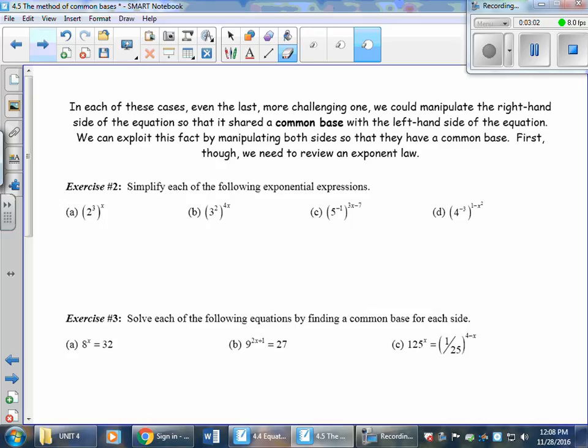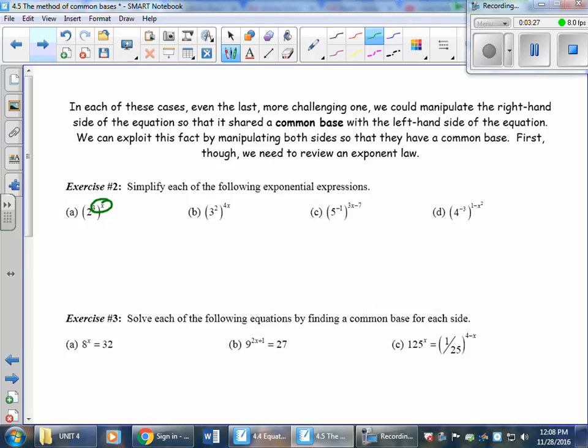So in each of these cases, even the last more challenging one, we could manipulate the right-hand side of the equation so that it shared the same common base with the left-hand side of the equation. We can exploit this fact by manipulating both sides so that they have a common base. First, though, we need to review the laws of exponents, all right? Because this is what we were talking about the last time on that last problem.